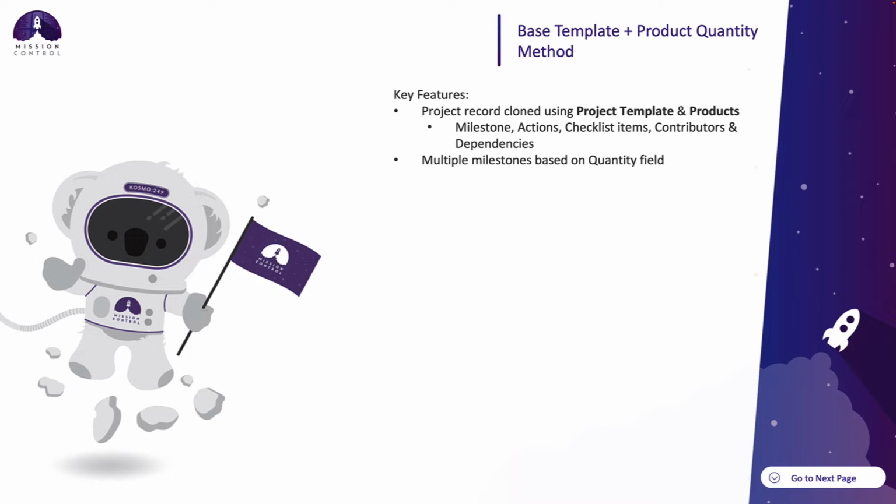This method is particularly useful for customers who sell their professional services as part of a larger scale. For example, a software company that sells licenses and implementation support, so they can have an opportunity with multiple opportunity product lines. Only those that have a milestone template specified on the parent product record will be generated into the project plan. Let's have a look.